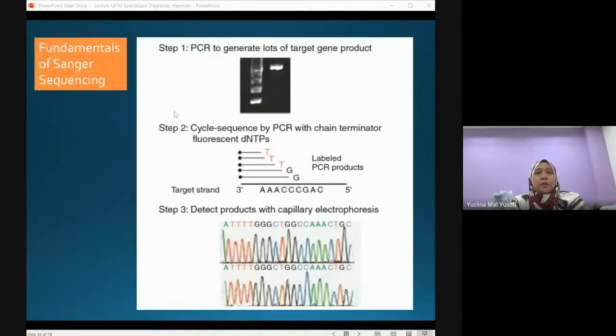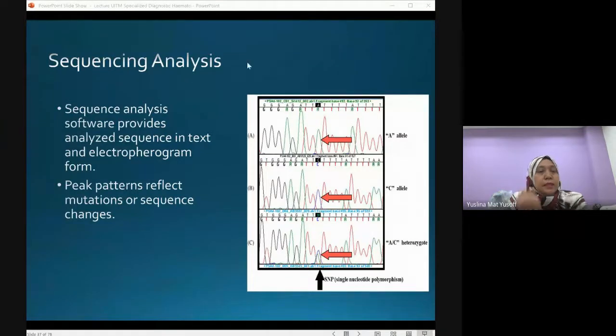Okay. So the first step is amplification of the target gene product. The second step is that we do cycle sequencing PCR with chain-terminator fluorescent ddNTPs. And then after that, we can detect the products with capillary electrophoresis. This is the electropherogram generated. The sequencing analysis is then done by software. It provides the analyzed sequence. This is what we call the electropherogram, and peak patterns reflect the mutations or sequence changes. This is the heterozygote.